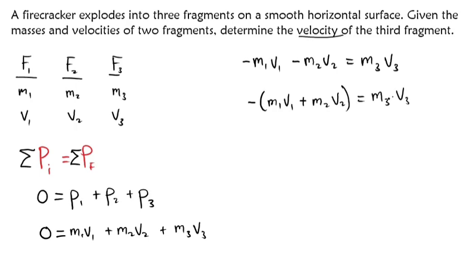We're looking for velocity, so divide both sides by m3. This means that the expression for velocity v3 will be equal to negative, open bracket, m1 v1 plus m2 v2, and all this is over the third mass, which is m3. So there we have it. This is the expression for the third velocity.